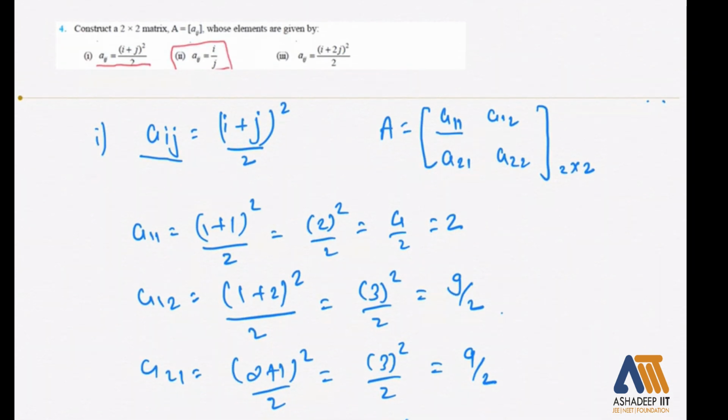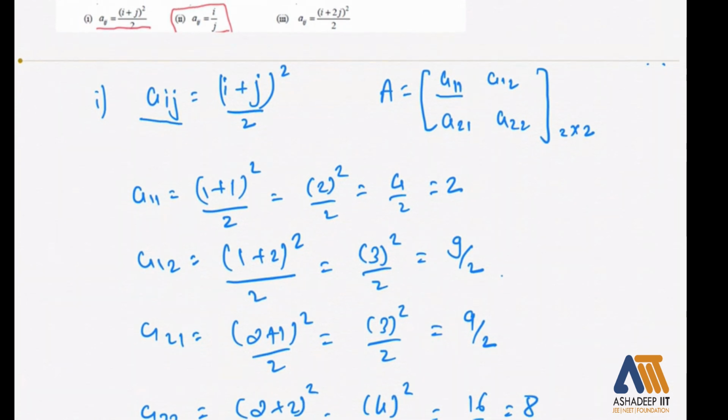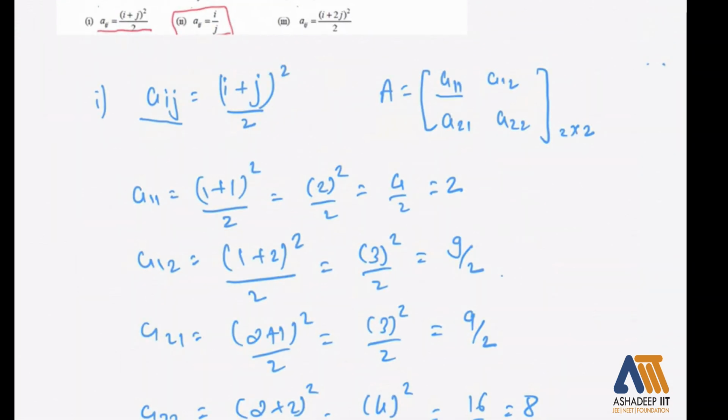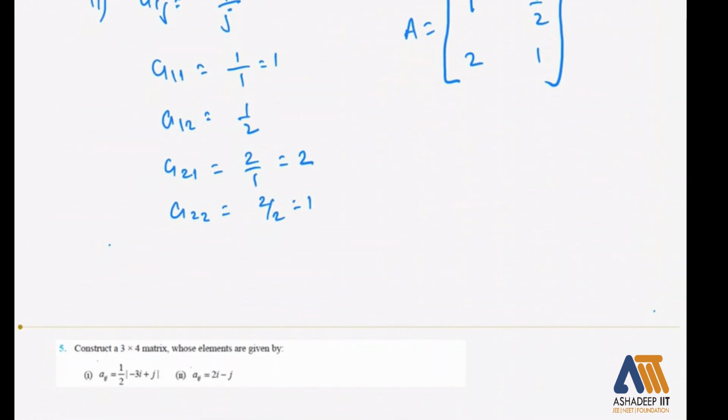Third, Aij is equals to (i plus 2j) whole square upon 2. Same way you can solve this question. Aij is (i plus 2j) whole square upon 2. Find the answer by yourself. I write the answer here. That should be 9 by 2, 25 by 2, 8 and 18. Verify it.